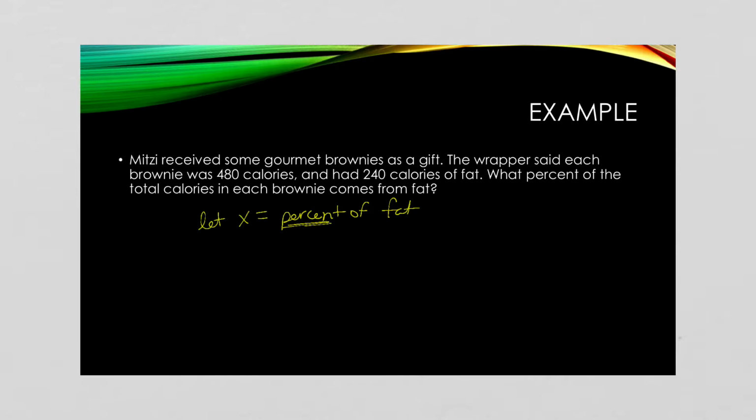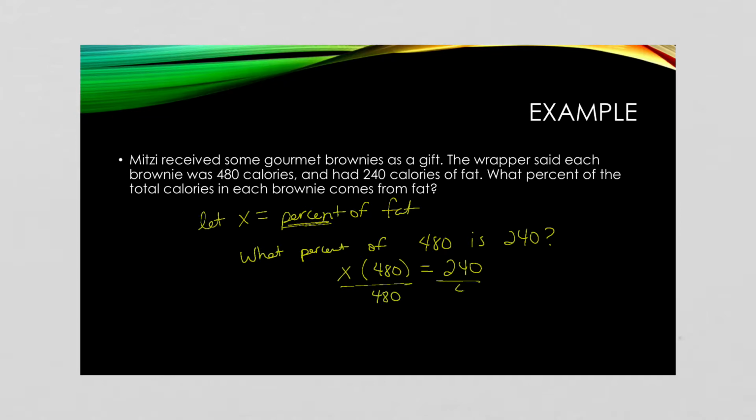All right, so it says here, what percent of 480 is 240? That's what this question really says. So, X times 480 is 240. Divide both sides by 480, and I get that X is equal to 0.5. But don't forget, we're looking for percent here, so I've got to scoot that over 2 decimal places. So 50%.